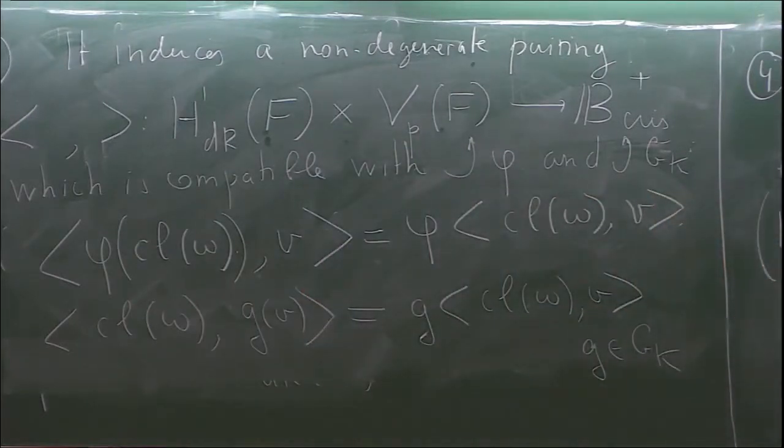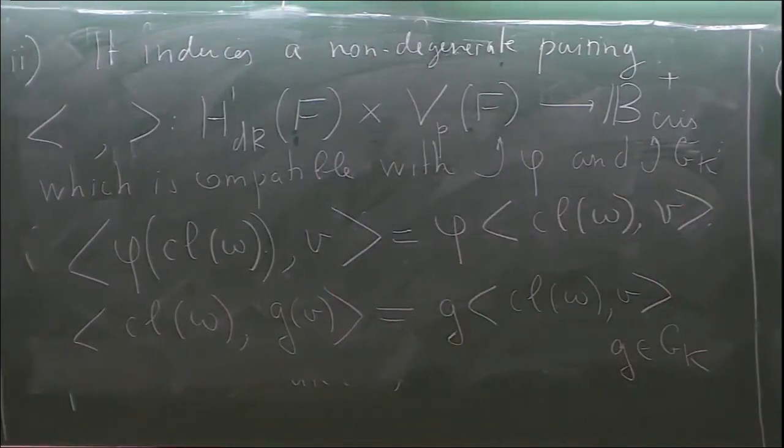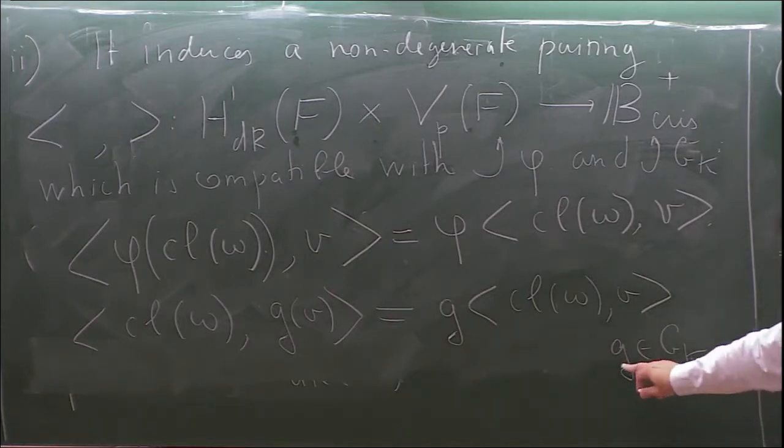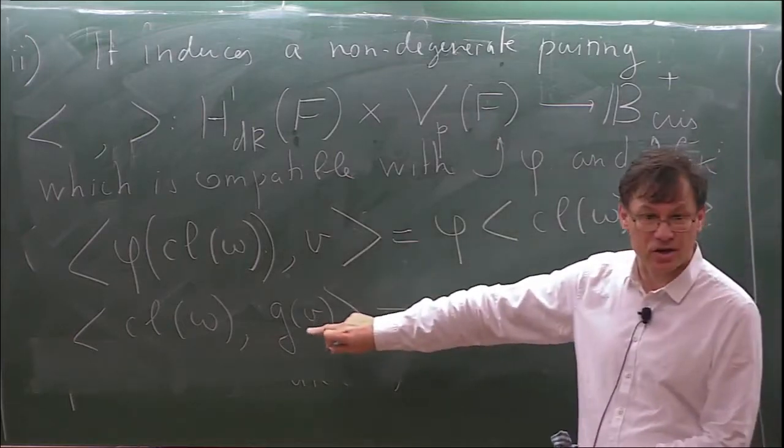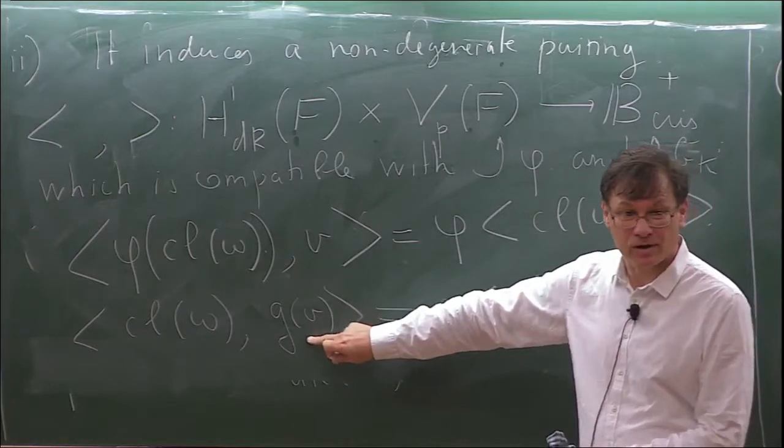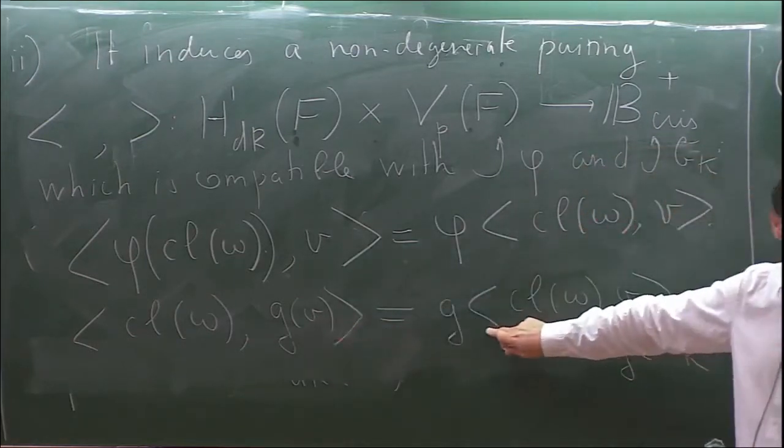Again? G? You take an automorphism, which acts on the Tate module. And this is compatible with the action on the period ring.